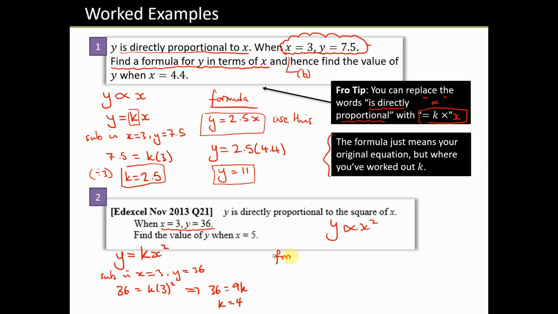So my formula, it's not asked us specifically to do this, but we need to get it to answer the thing they've asked us. Our formula is going to be y equals 4x squared instead of y equals kx squared. So then finding the value of y when x is 5, y equals 4 lots of 5 squared. So then y equals 4 lots of 25, y equals 100.